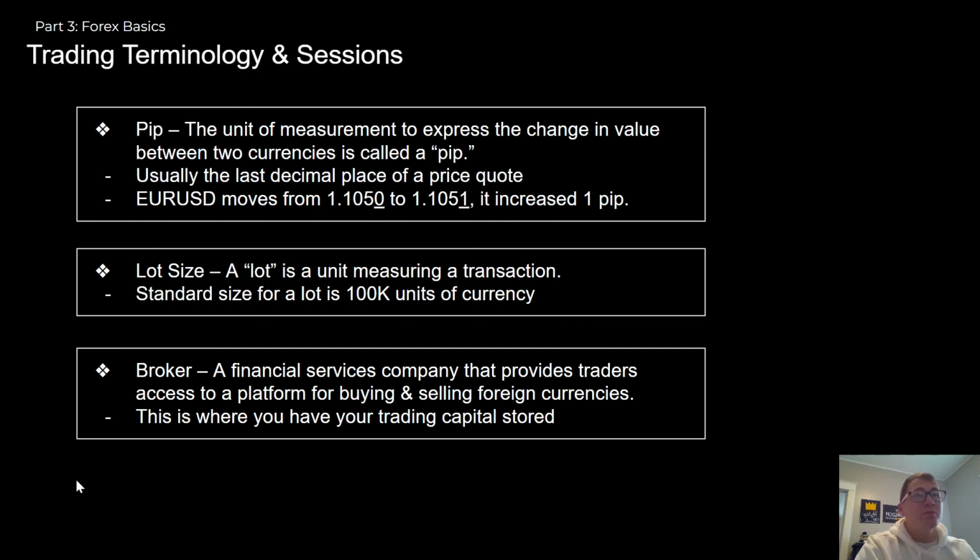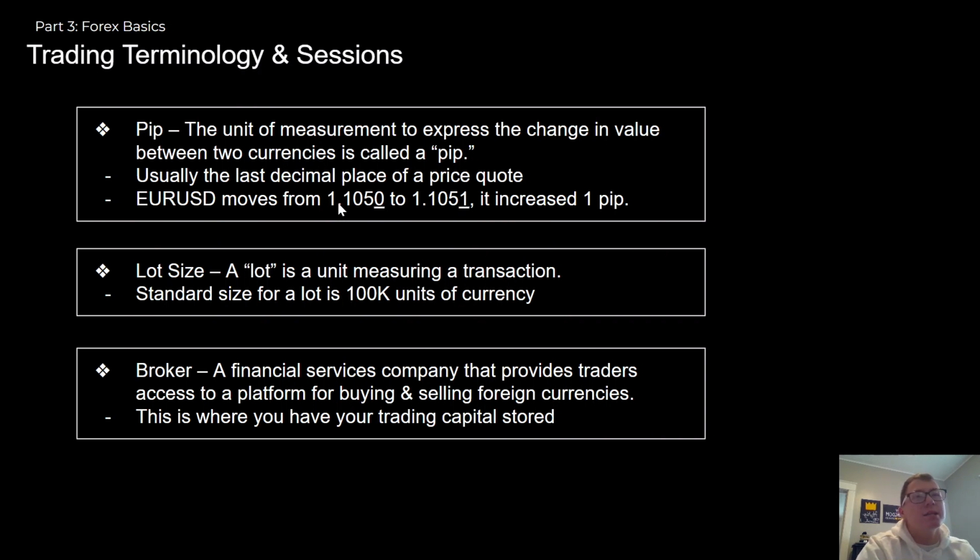So, for example, let's say Euro USD moves from 1.1050 to 1.1051. All that's saying is it increased 1 pip. This fluctuation of this exchange rate increased 1 pip. So if somebody came in and said, yo, I caught 30 pips on Euro USD, all they're saying is price moved from 1.1050 and it moved to 1.1080. That's 30 pips. All that is a measurement of pips.